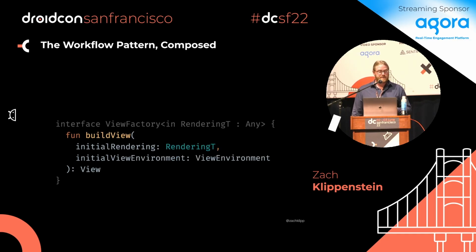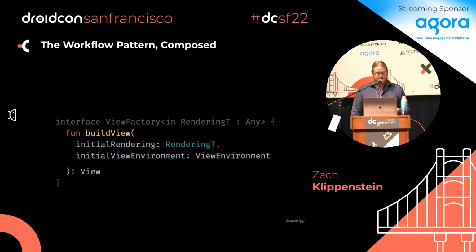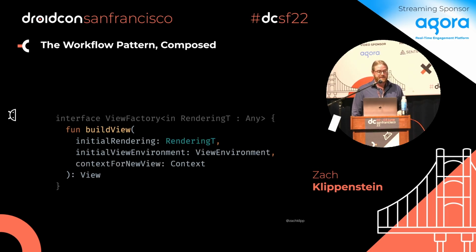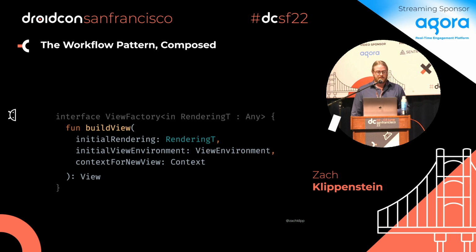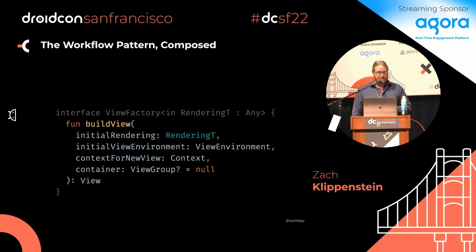It also needs a view environment, which is basically just Workflow's way of doing composition locals. The reason Workflow has its own type for this is because we needed a solution that worked for Android views before Compose even existed. So view environments are passed between all view factories, whether they're view-based or Compose-based or, I don't know, Flutter-based or whatever else you have. It also needs a regular Android context, so it can inflate the view. And it might get the view group that it's about to be added to, if one exists. So those last two parameters might look familiar from other Android APIs, like LayoutInflater, and it's the same idea.